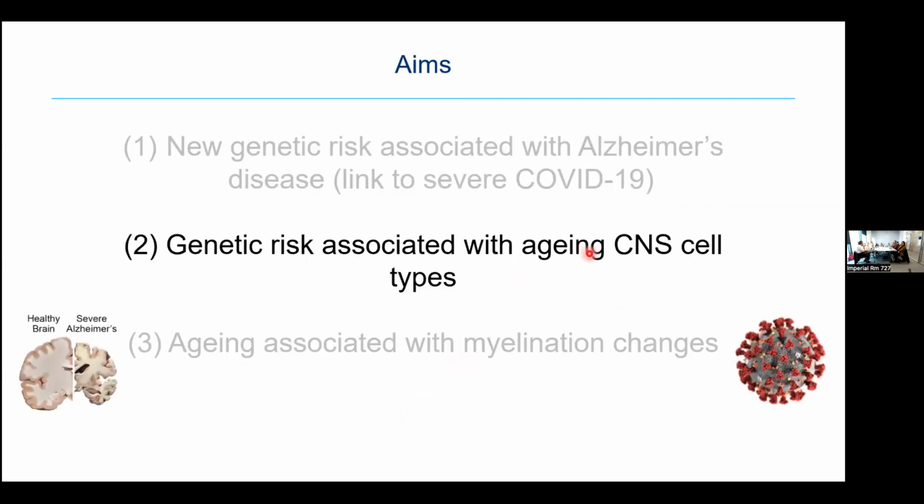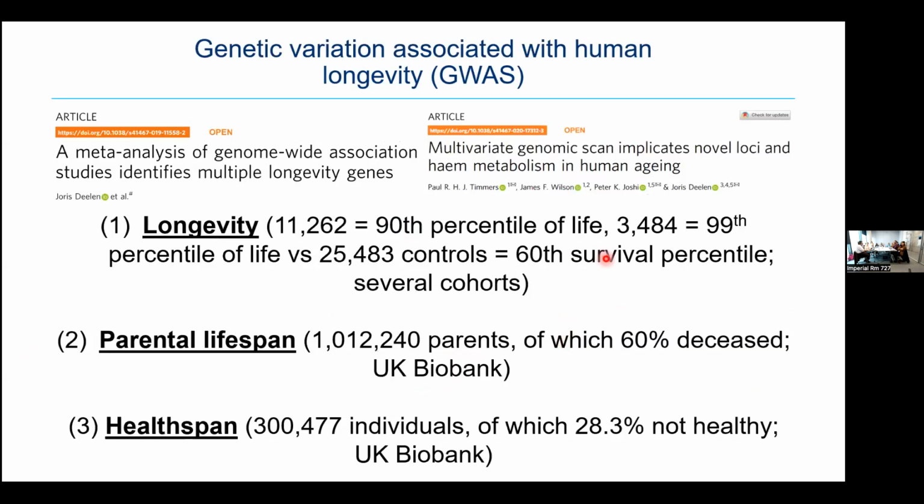So now moving on, we're going to apply the same approach to the aging brain and to the cell types as they age. And that's the subject of the preprint that's available now on medRxiv. So in terms of the longevity GWAS, we're using these two studies by Deelen and Timmers published just before the pandemic, and they're using three measures of lifespan here.